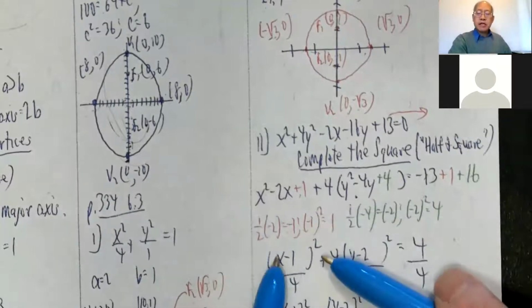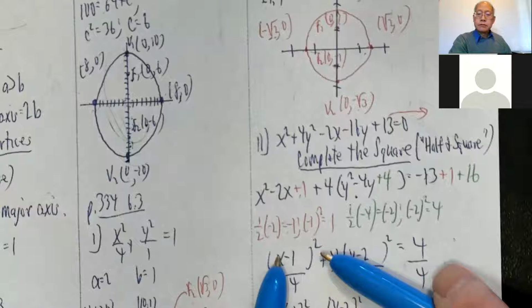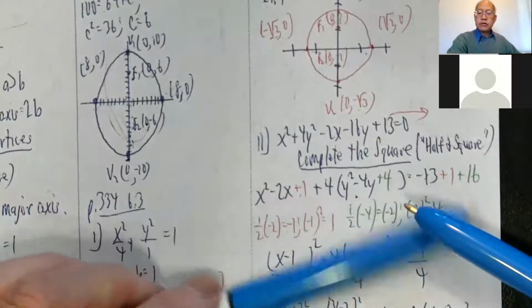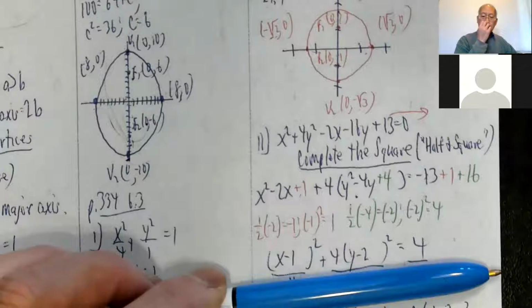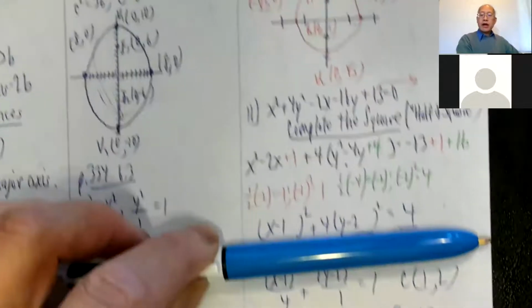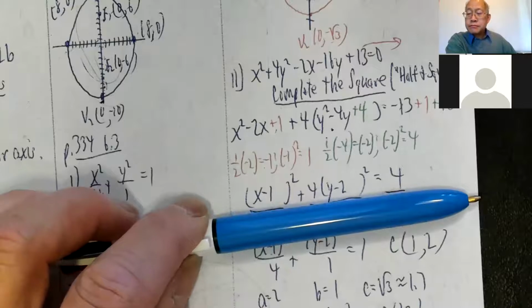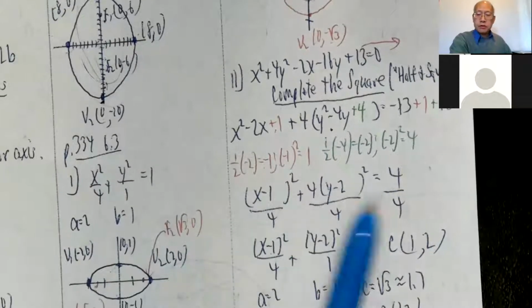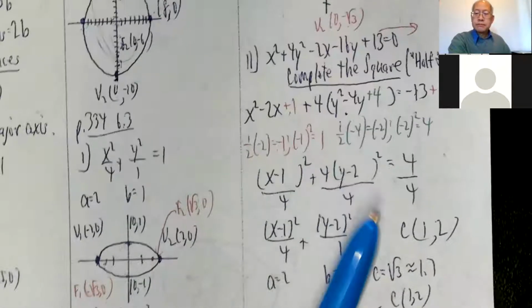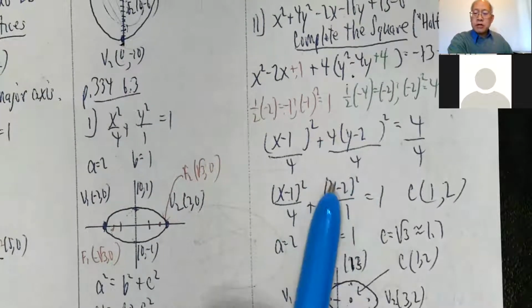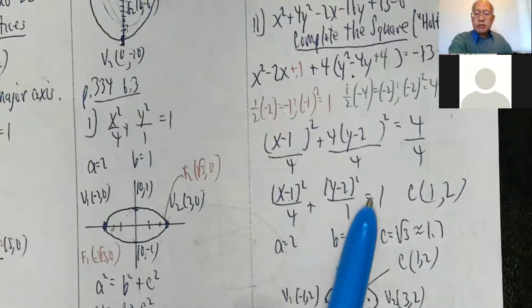That factors into x minus 1 squared. That factors into 4 parentheses y minus 2 squared. Okay, and the right-hand side is 4. Just like the previous problem, it's supposed to be 1. Divide by 4. X minus 1 squared over 4. 4's cancel out. Y minus 2 squared over 1 equals 1.